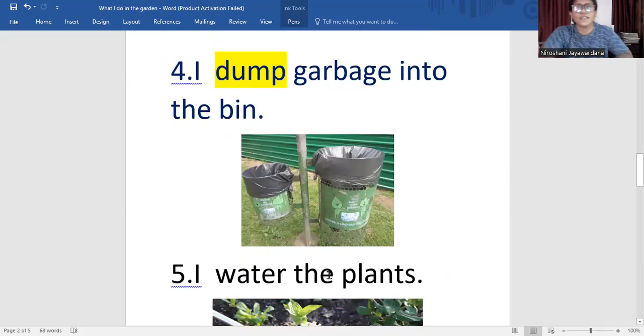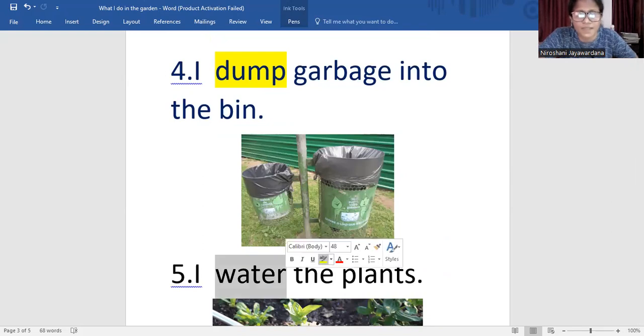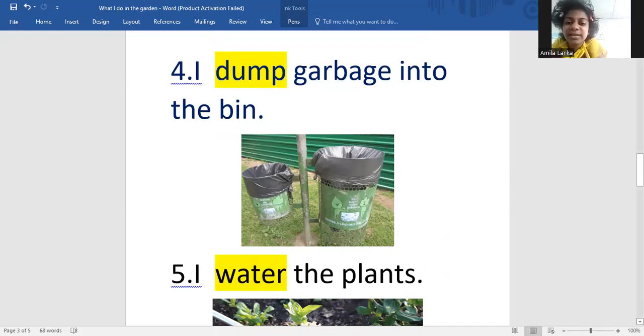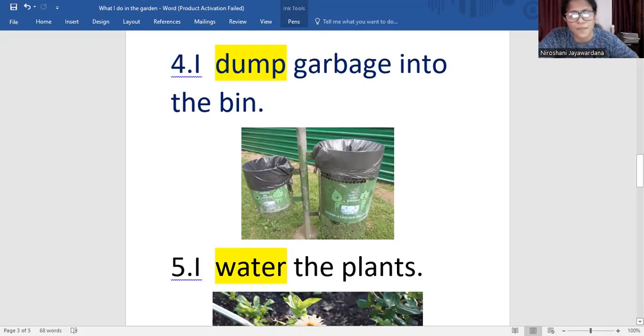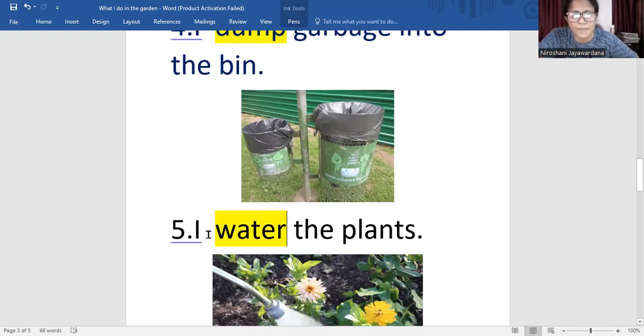Number five. For water, we say water; for giving water, we also say water. It is both a noun and a verb, right? Water. Watering. I am watering the plants. I water the plants. Water is the verb, the action word.